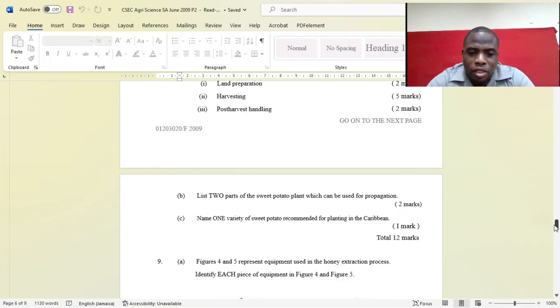Name one variety of sweet potato recommended for planting in the Caribbean. I'm familiar mainly with the ones that are grown here in Jamaica. We have the Clarendon variety. We have the Blue Hall, just to name a few. We have the 6 weeks. Those are some of the varieties. We also have the flat hog and the quarter million, and 6 weeks, as I said before. I can't think of any other variety off the top of my head right now.